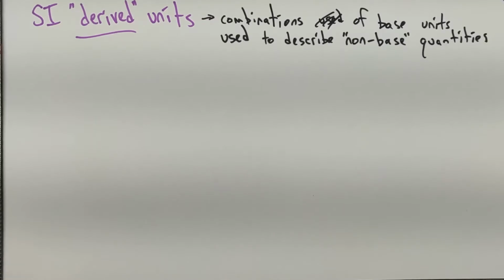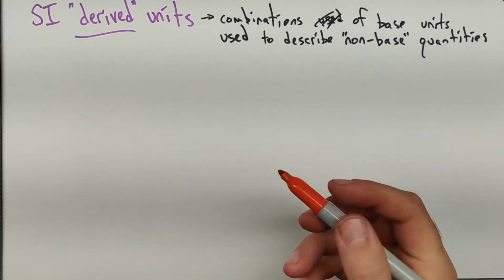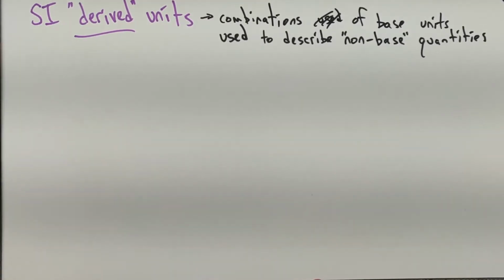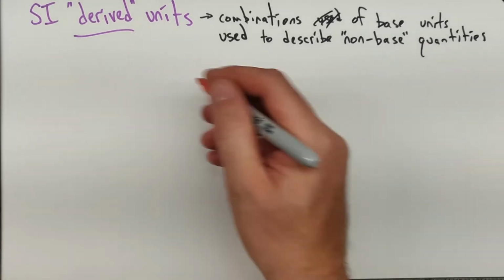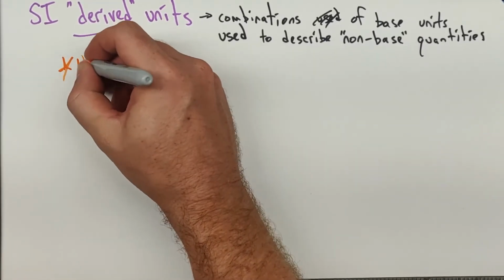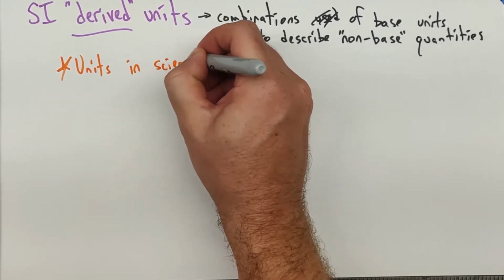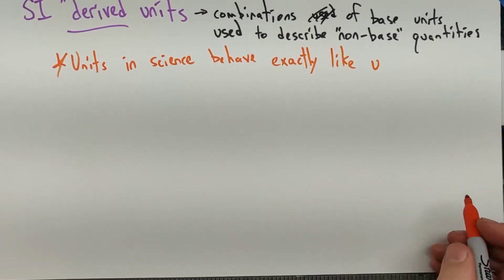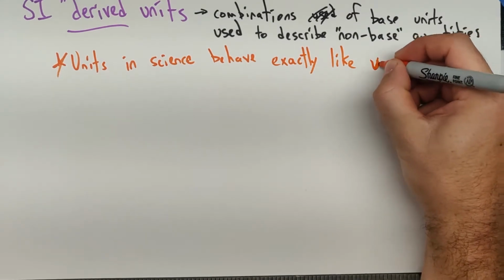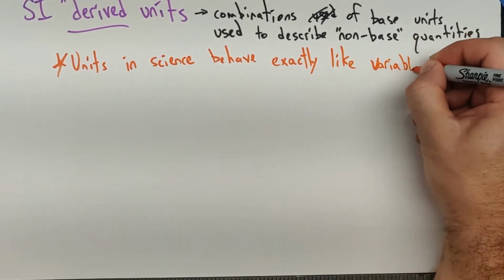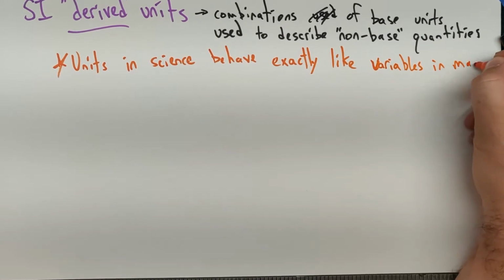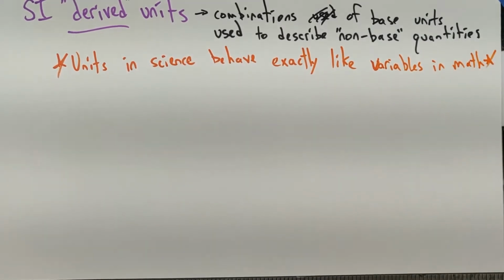If there's something absolutely critical that I can impress upon your brains, it's the idea that units in science are just like variables in math, all right? Units in science behave exactly like variables in math class.